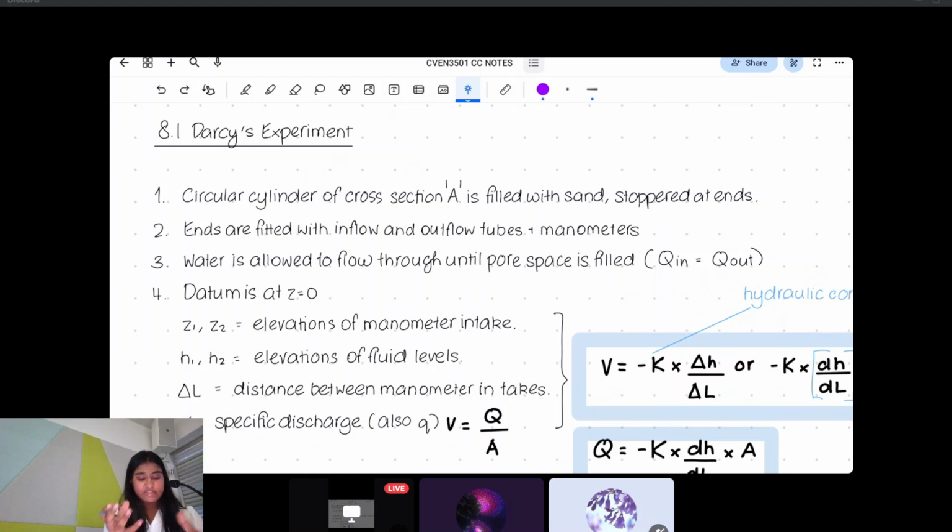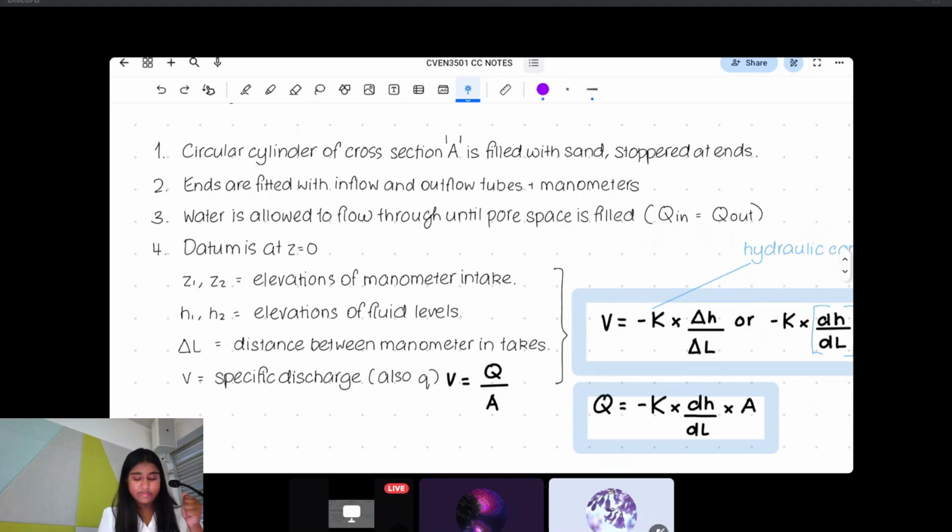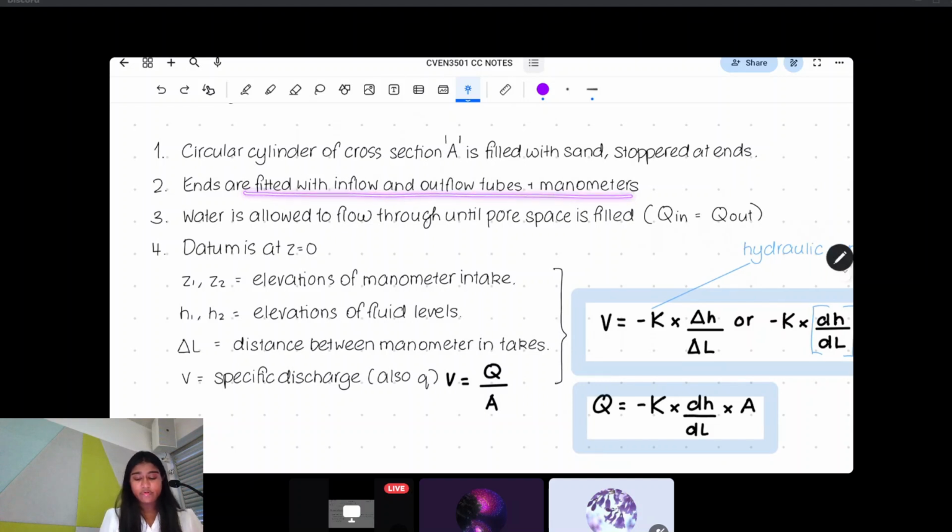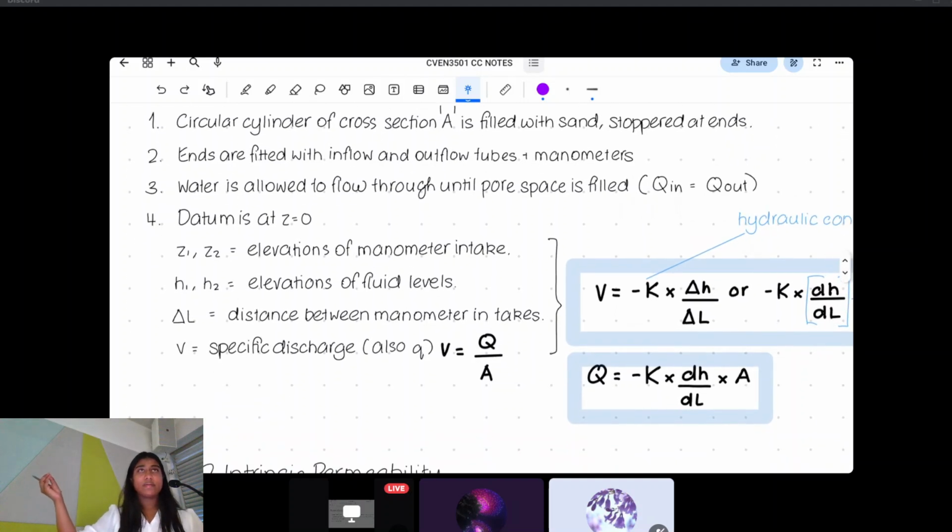It's a circular cylinder where the cross section is notated as A, filled with sand or glass beads or whatever is in the lab, and stoppered at both ends. Those ends are fitted with an inflow and outflow manometer and tube, and then water is allowed to flow through until the pore space is entirely filled, so until the volume and speed of the volume going into the cylinder equals the volume coming out.